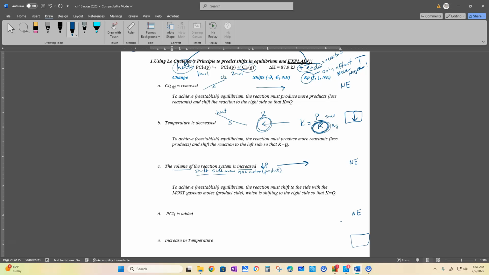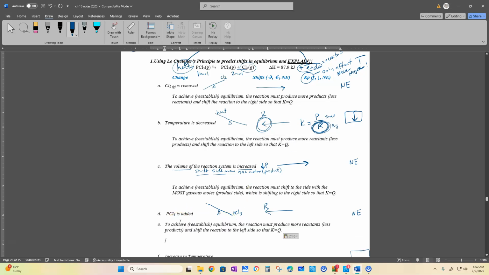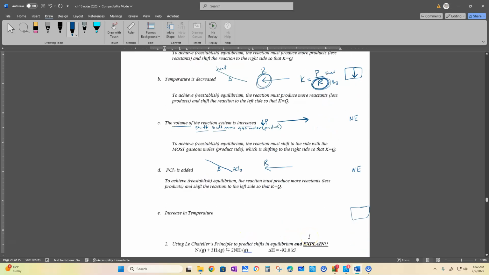PCl3 is added. Well, PCl3 is a product, okay? So my PCl3 is a product, which means my teeter-totter, PCl3, looks like this, okay? Well, just like scenario letter B, looks just like that. So that means I'm going to have to shift to make more reactants. My K is not changing, so I'm simply just going to take this and put it right there. Get rid of that letter E. There you go. To reestablish equilibrium, the reaction must produce more reactants and shift the reactant to the left, so that way K equals Q.